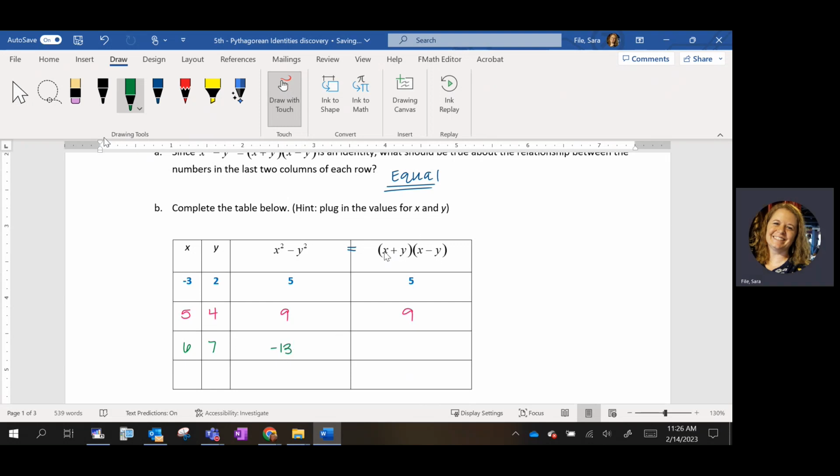Okay, if I plug in a 6 and a 7 here, 6 plus 7, that's 13. 6 minus 7 is negative 1. 13 times negative 1, we get the negative 13. So it checks out. Okay, and what was the other one somebody shouted out? 6 and 3. Okay, if I try 6 squared, that's still 36. 3 squared is 9. So 36 minus 9 is?